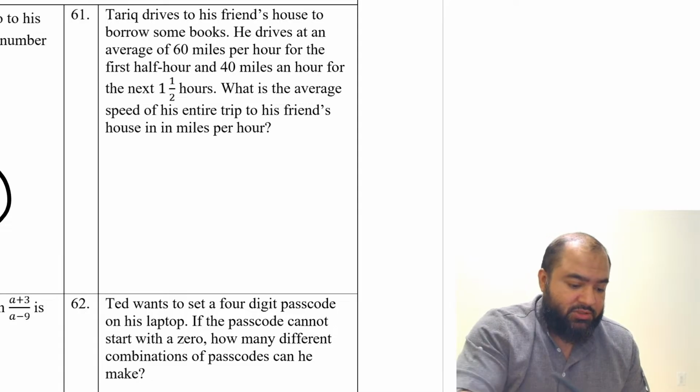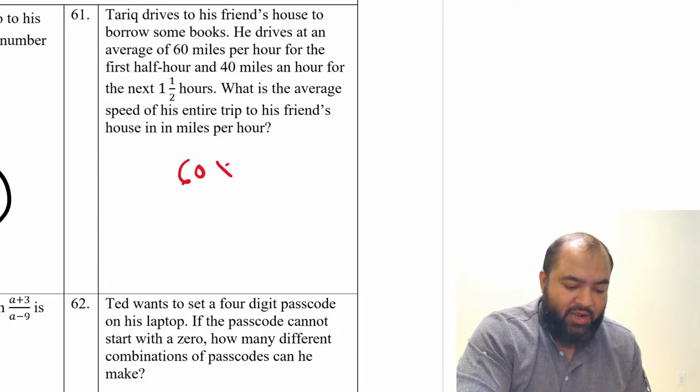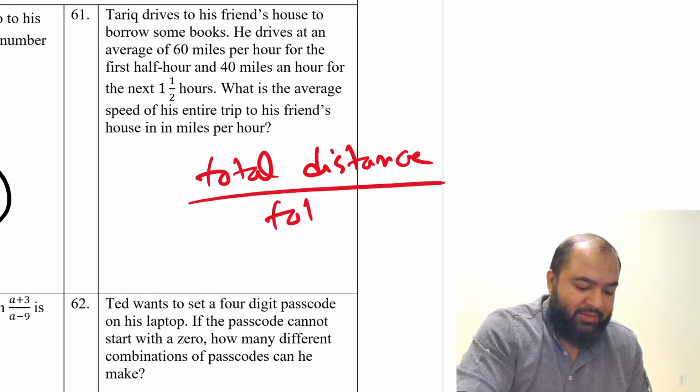Let's see. So Tariq drives to his friend's house to borrow. Then he drives an average of 60 miles per hour for half an hour. So the way the entire trip you can find is like the total distance divided by total time.